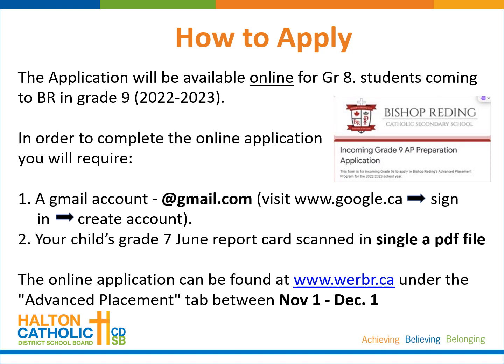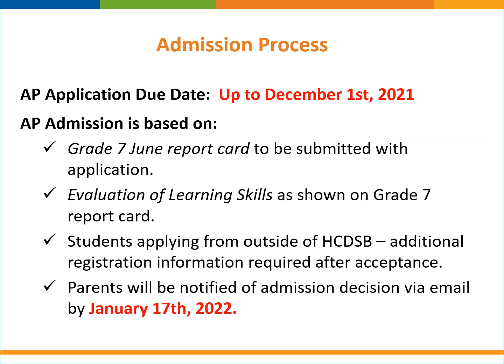To complete the application, you will, 1, require a gmail.com email account, which you can create by visiting www.google.ca, clicking sign in, and then create account if you do not already have one. If you do already have one, you will be using that Gmail account to complete the survey. You will also need a scanned copy of your child's grade 7 June report card, which should be uploaded as a single PDF file. So to re-emphasize, the application due date will be up to December 1st, 2021.